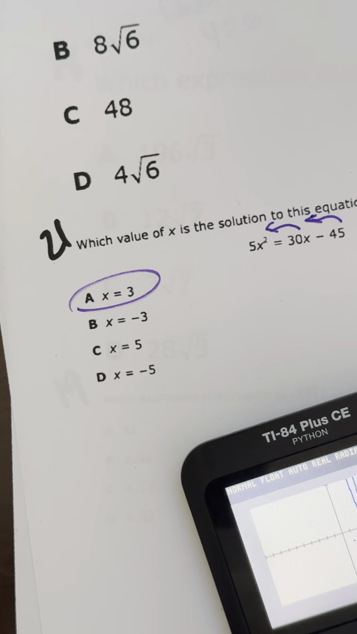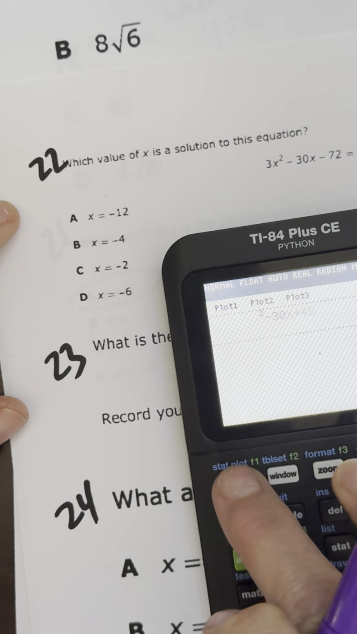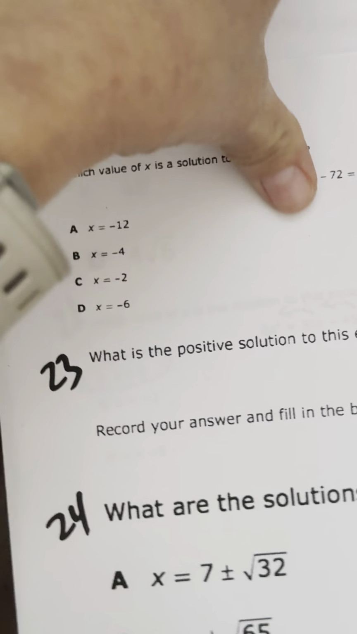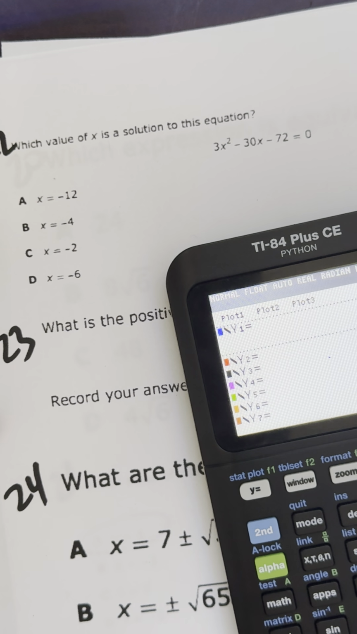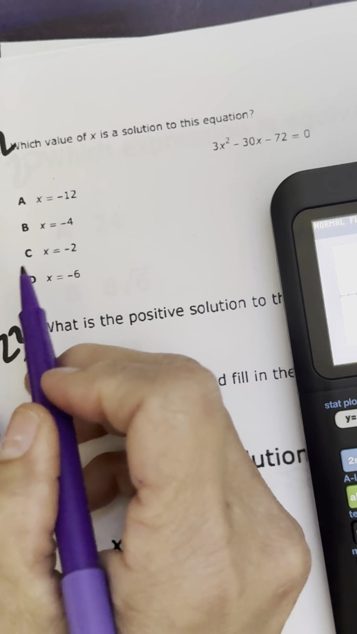And so 22. This one is already solved for 0, so that's nice. So 3x squared minus 30x minus 72, and graph. So I can see one solution at -2, and I can check the others.